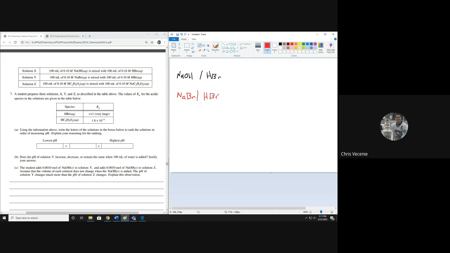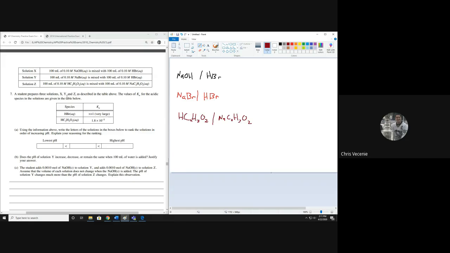And I'm not even listing amounts and concentrations because look, it's 100 mL of the same molarity of all of them. So it's obviously the substance that's controlling some stuff. And then the last one, we've got HC2H3O2 going to NaC2H3O2. All right, so there's my 3 pairs.